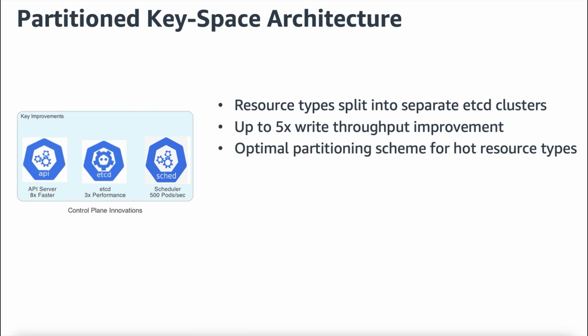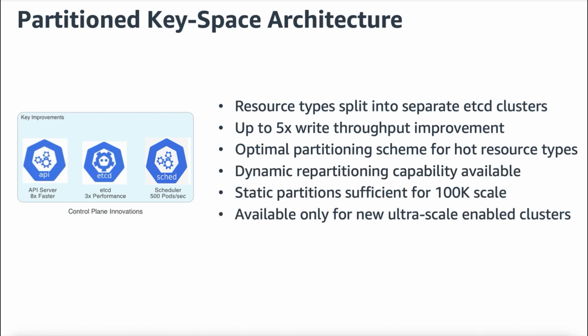Ultra-scale clusters benefit significantly by splitting hot resource types into separate etcd clusters. For example, pods, nodes, services, config maps, and secrets can each have their own dedicated etcd partition. This eliminates contention between different resource types and allows each partition to be optimized for its specific access patterns.